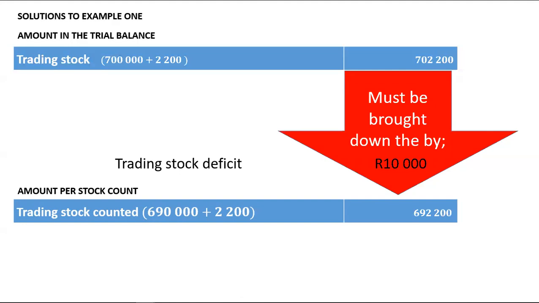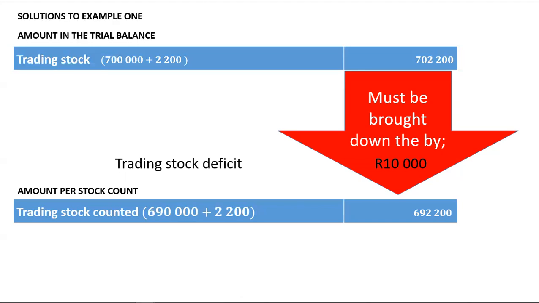We need to bring it down. We need to reduce it to 692,200. And we are going to reduce it. The reduction of the trading stock, the adjusted amount of trading stock as per the trial balance, will actually result in a trading stock deficit. Do not forget that. How do we record this?